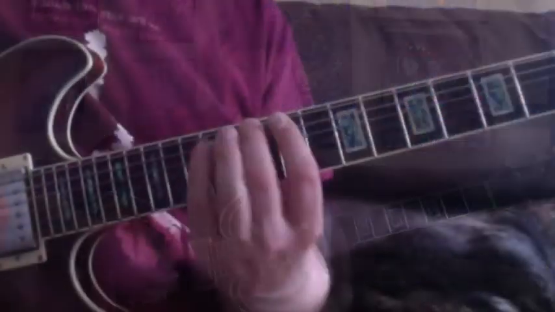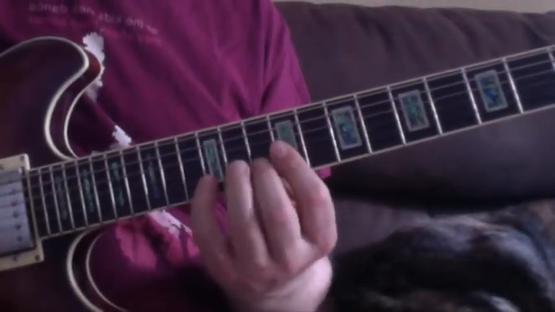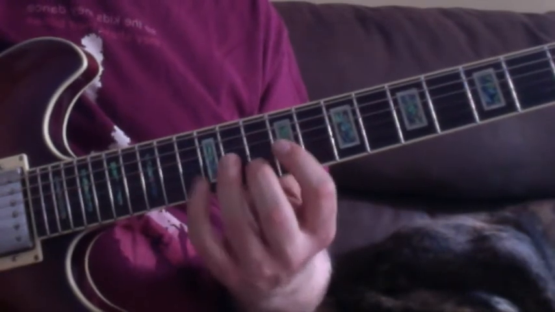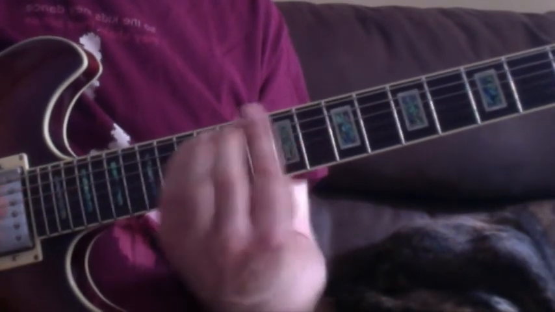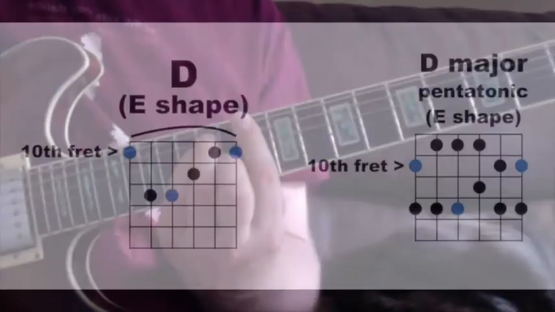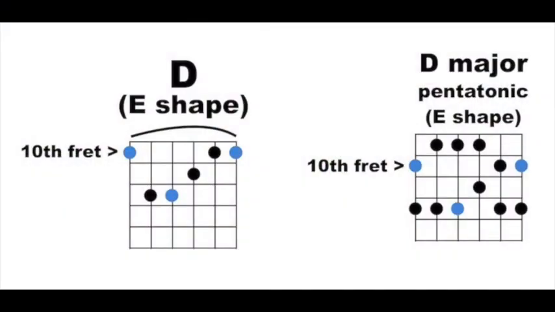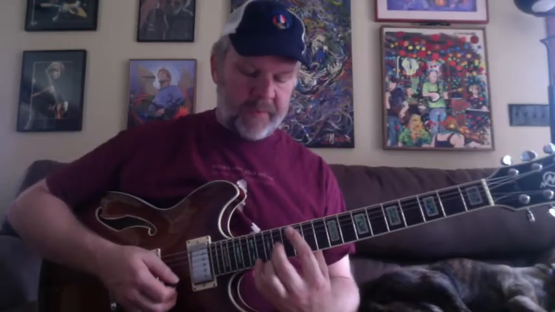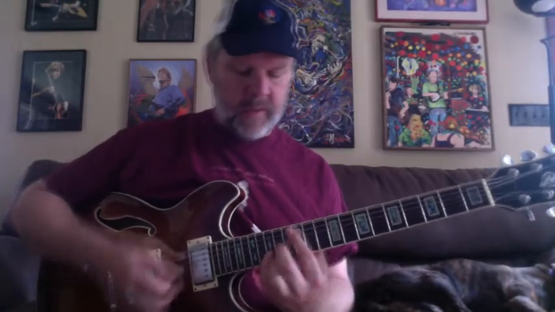Move up to the 10th fret, and now the E shape gives me a D chord. Lastly, I'll jump up to 12th position, and now I have the D shape to get a D chord. And here's the pentatonic that corresponds to that.